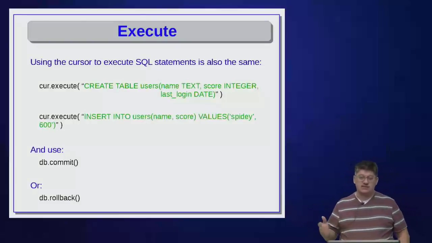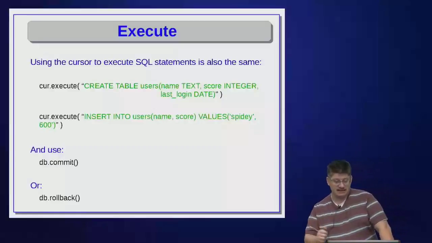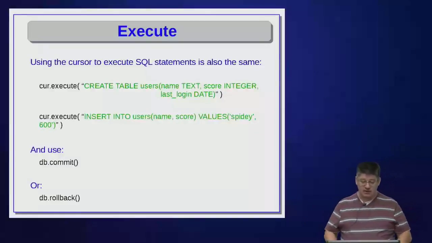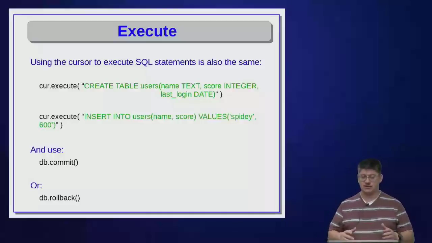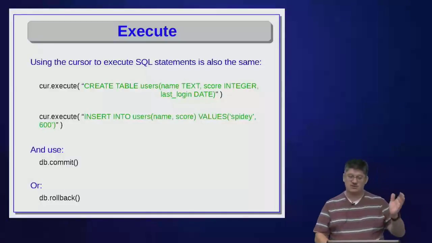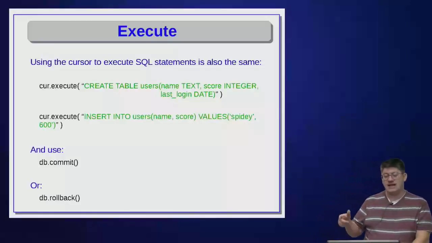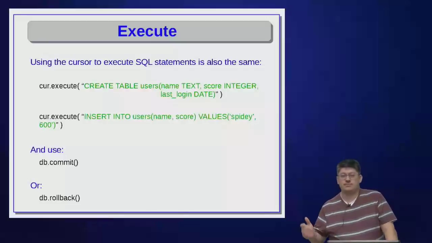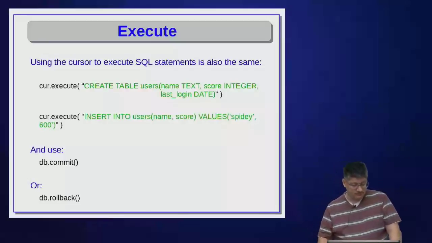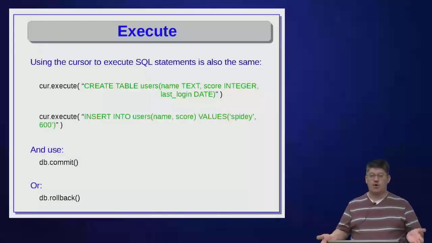So I can say cur.execute, create table users, and give it 3 columns, a name, which is text, a score, which is an integer, and a last login field, which is a date. I can also use cur.execute to run an insert statement. So I can say insert into users, name, comma, score, the value Spidey, comma, 600. Actually, we saw before I could have left out the name and score and just said insert into users, value Spidey, comma, 600. Notice that I omitted the last login. That's going to just become some default value or be a null. Once I've done that, if I want to actually save my data, I have to either do db.commit or db.rollback to abort.